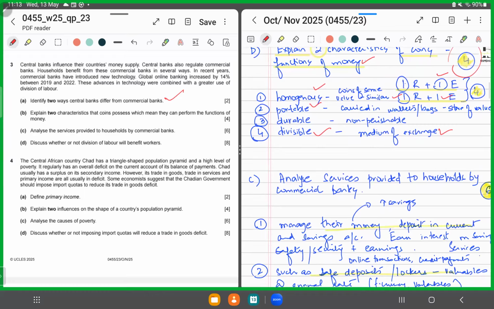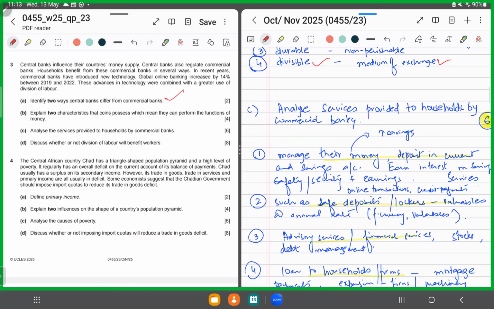Now, part C is an analyze question. It's a 6-mark question. They are asking us to analyze the services provided to households by commercial banks. So, you're not just going to list the services that are being provided by commercial banks to households, you are going to analyze how or in what ways they are beneficial or suitable for households. And had there not been commercial banks, then what would have happened to households? Or in what way are they fruitful?